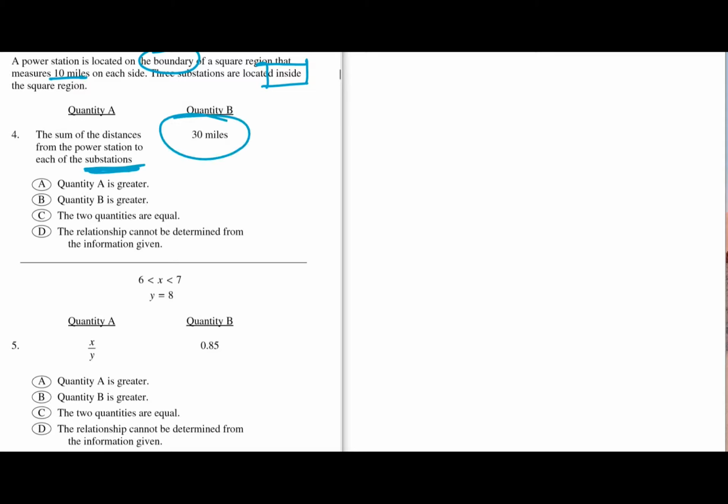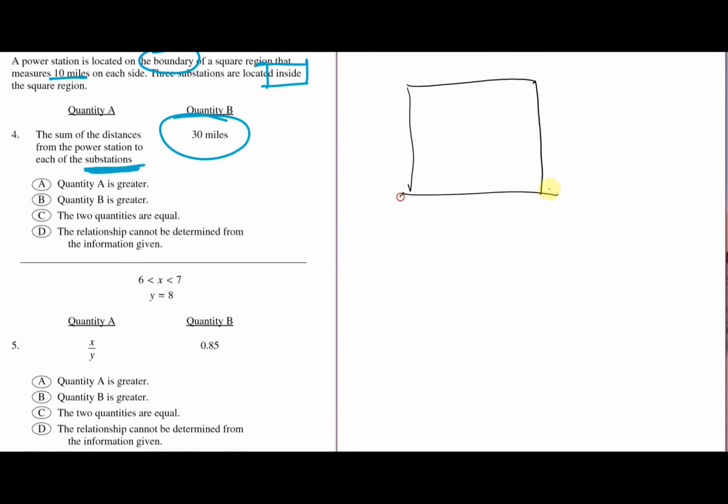So the key is you want to find working with A. So what you do is you first draw your square, 10 by 10 by 10 by 10. Let the power station, let's just say P, be on the outer boundary, meaning it's anywhere along this outer boundary. It could be anywhere ultimately, but to solve this problem, you want to go with scenarios.